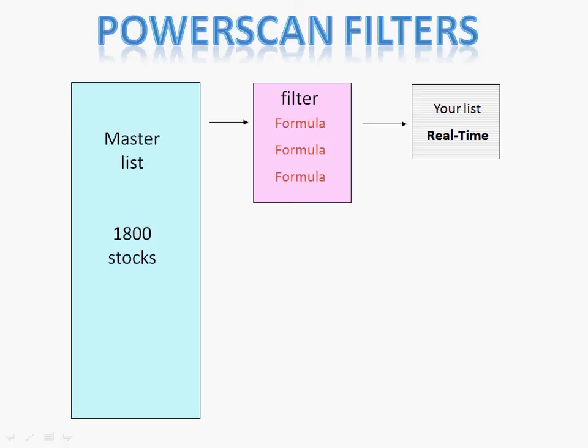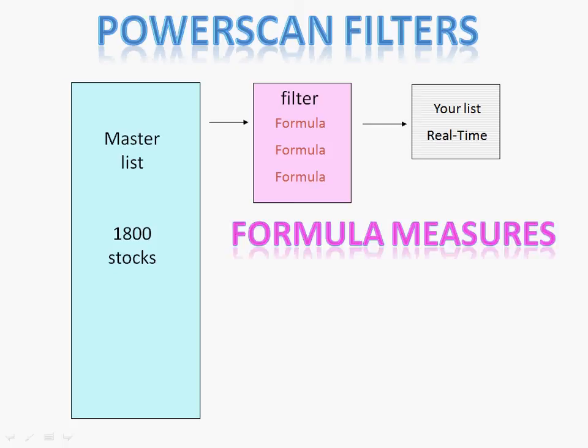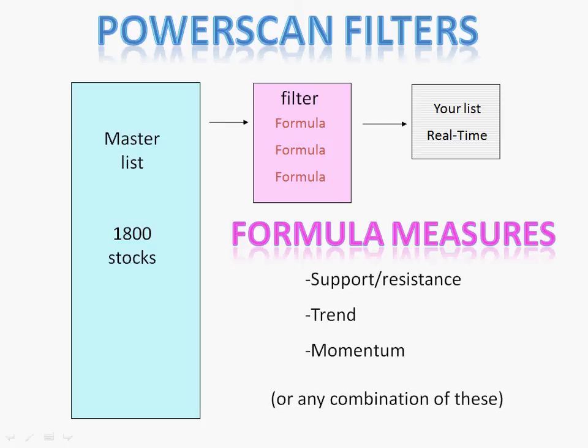And that is why it is a must-have for all U.S. traders. It's the only way to find stocks that have just released some wild financial report or some intraday news that's affecting it and can ramp up intraday. So the formula measures for the filter are support, resistance, trend, and momentum, or any combination of these. So now you see where I was going with all that.